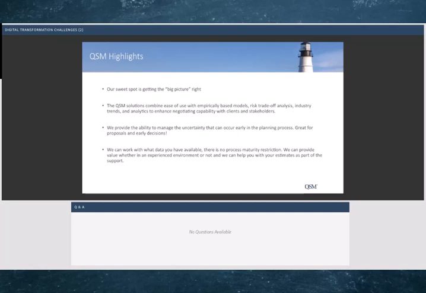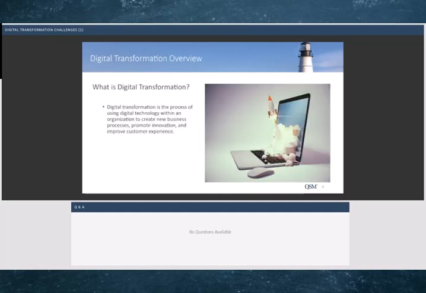And one of the nice things about working for QSM is we can work with what data you have available when we're working with our clients. So, a lot of people think, to estimate these big digital transformation programs or to work on them, that they need a lot of data available. And that's simply not true. As long as we can work with a little bit of data and we can work with what you have, there's no process maturity restriction to be able to do some of the things that you're going to see today during this webinar. So I wanted to give you a little background on QSM before we jump into the digital transformation discussion.